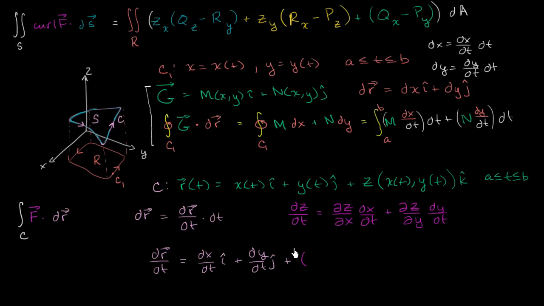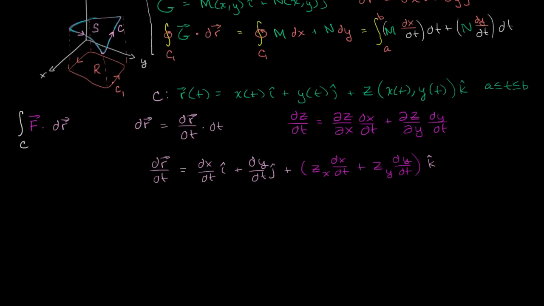I'll use slightly different notation that's consistent with what we were doing before, and it'll help make things a little bit clearer. So it's going to be the partial of z with respect to x times dx/dt, plus the partial of z with respect to y times dy/dt. And then we're going to multiply everything times our k. So with this out of the way, dr is just going to be this whole thing times dt. So let's do that.